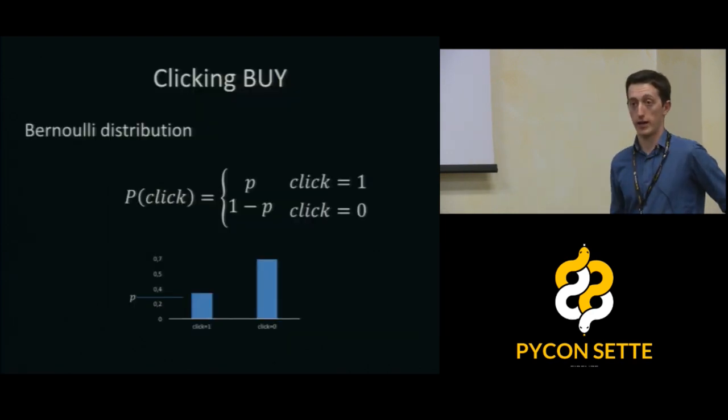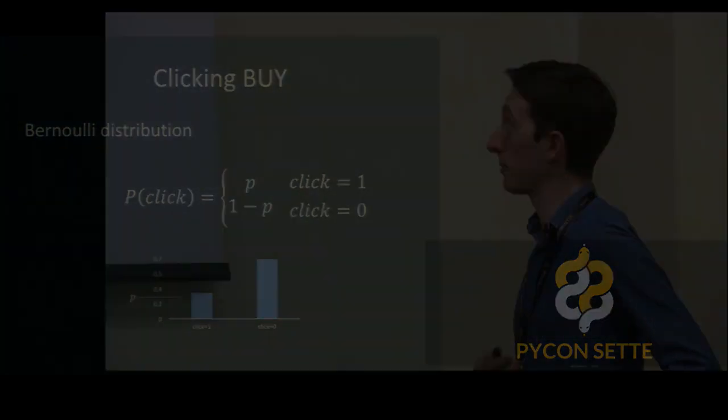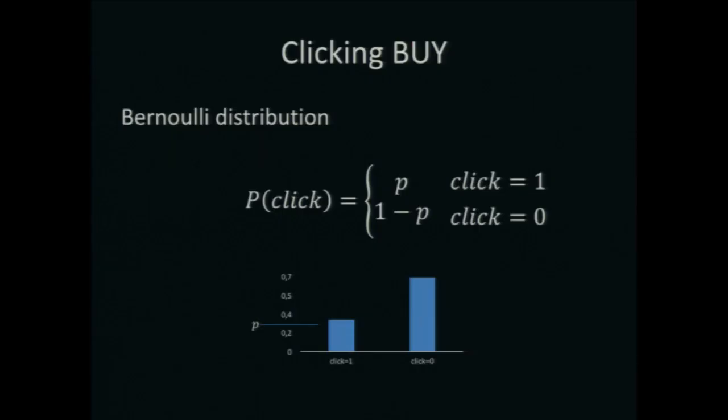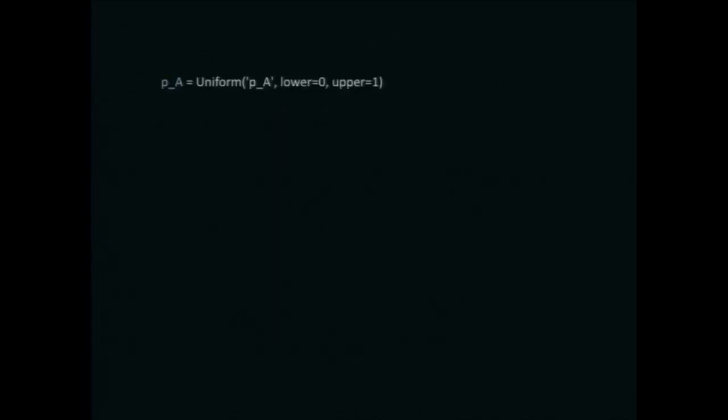So now we have to define our prior. We model the clicking event like a Bernoulli distribution. So the probability of clicking is equal to P, and of not clicking, 1 minus P. The goal is to understand what the value of P is, which we call PA as well.